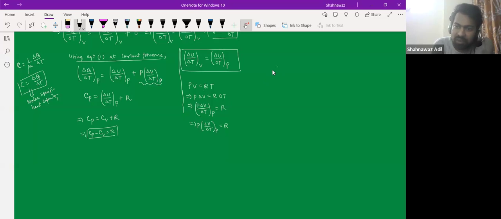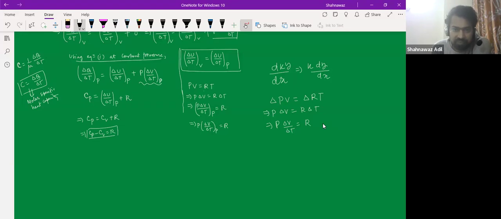Let's say you are taking the differentiation of some k and y. This k is constant, so you can take it outside of the differentiation, right? That is what we are doing. We are taking the change in both sides. We know that this P is constant, so it will come outside, and this R is constant, so this will come outside. Then you can write delta V by delta T, and that is R. That is what we have got. Clear?